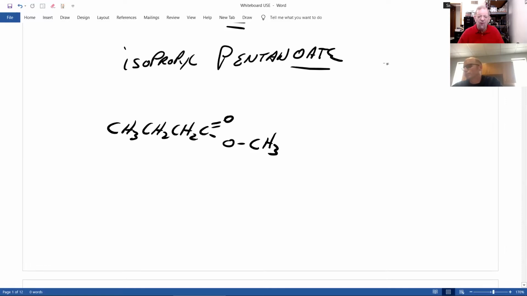Let's do this. What's the functional group we have here? What's different? Ooh, carbonyl. It's got carbons on it. It's got an oxygen, and that oxygen has carbons on it. This is an ester.